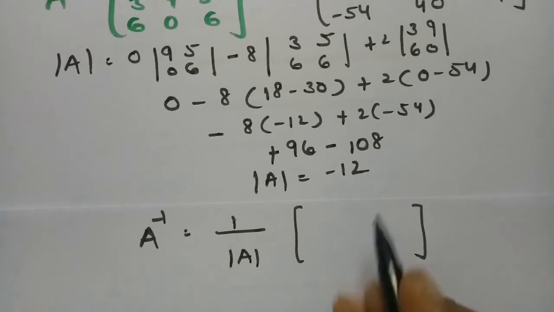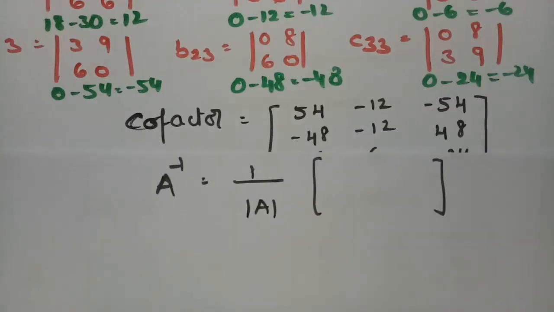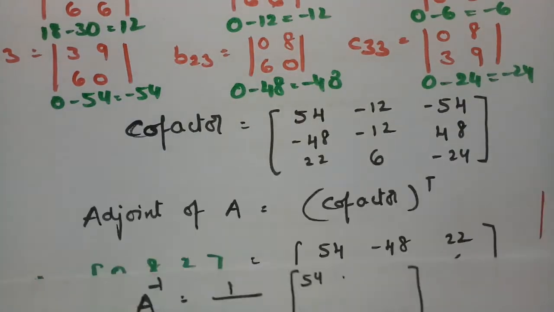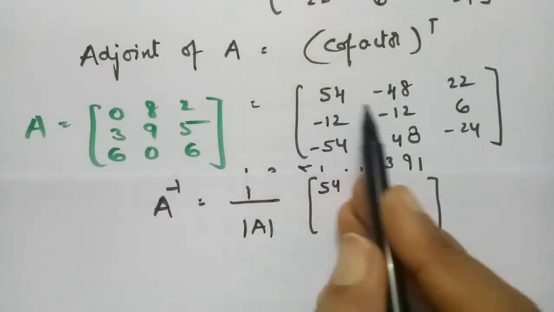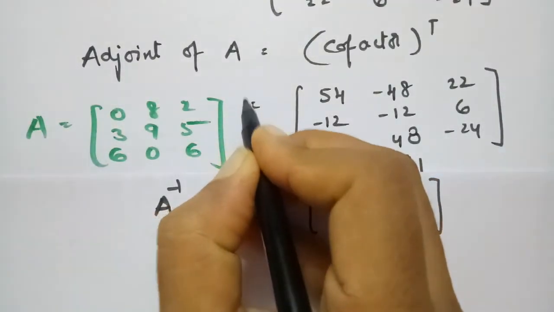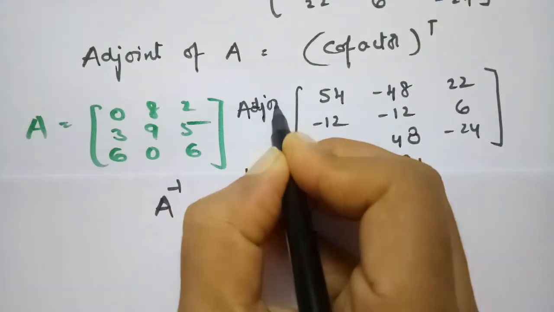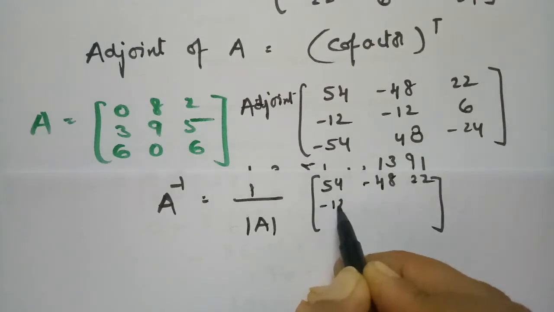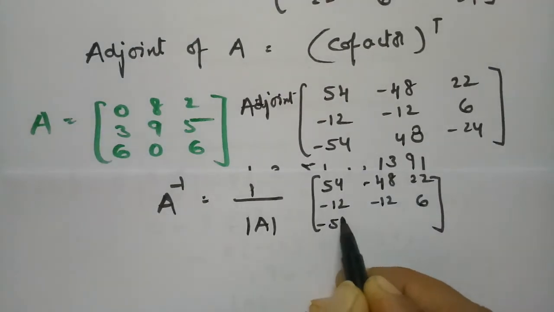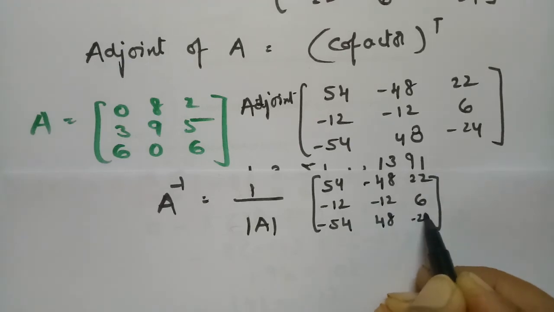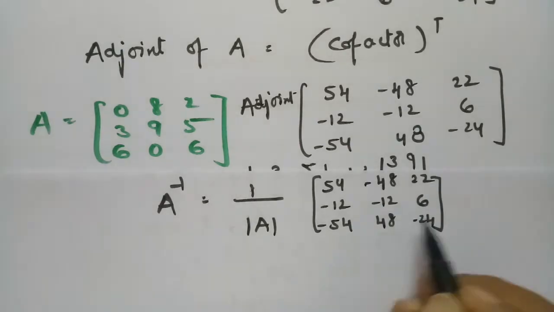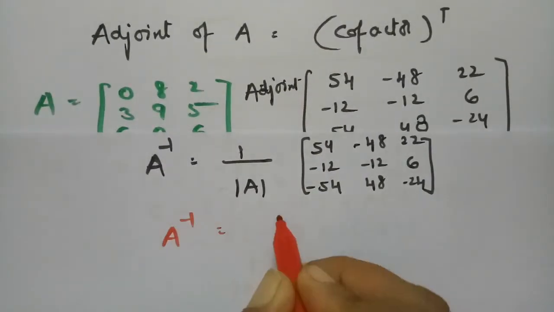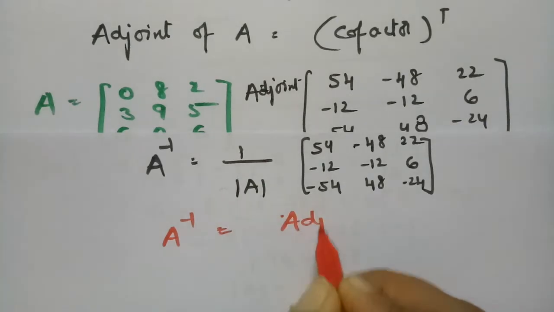So what is the adjoint? Adjoint is nothing but this one. So this is adjoint of A. So this is 54, minus 48, 22, minus 12, minus 12, 6, minus 54, 48, and minus 24. And this is how we have to find out. So again I am writing, A inverse is equal to adjoint of A by determinant of A.